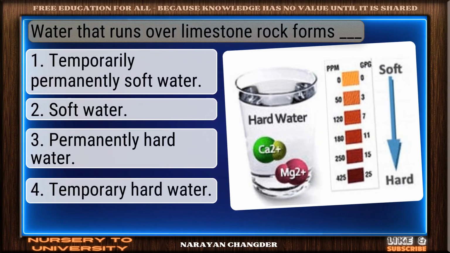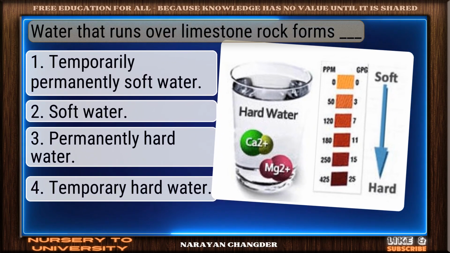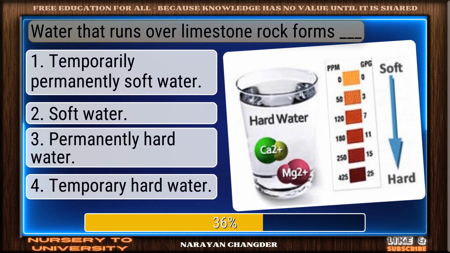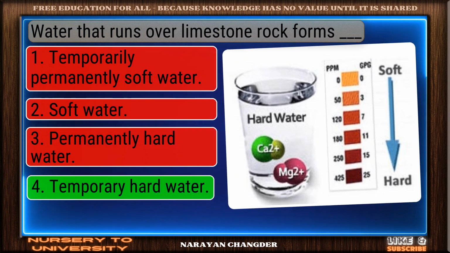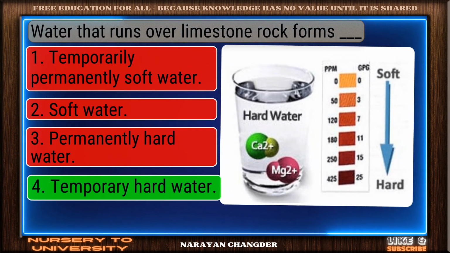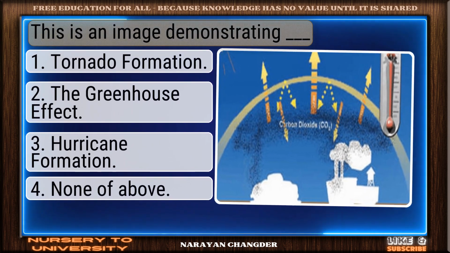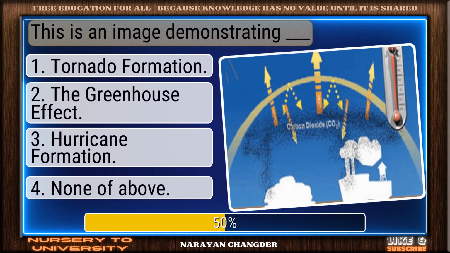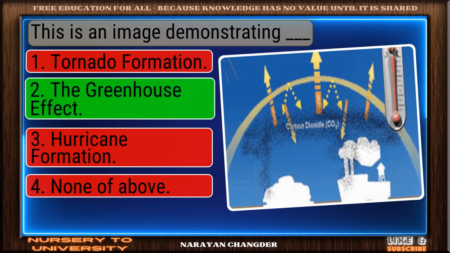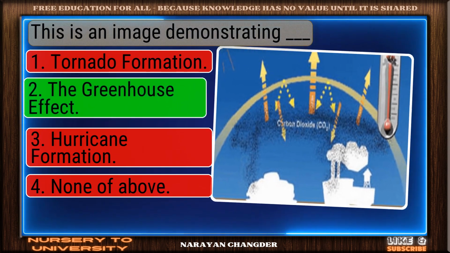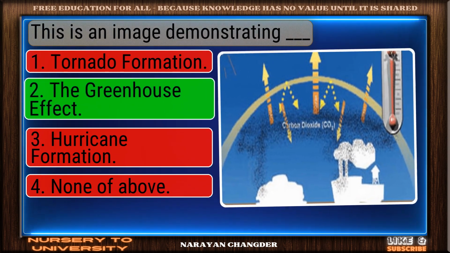Water that runs over limestone rock forms dash. Great thinking. Temporary hard water is the right choice. This is an image demonstrating dash. On track. The greenhouse effect is the correct answer.